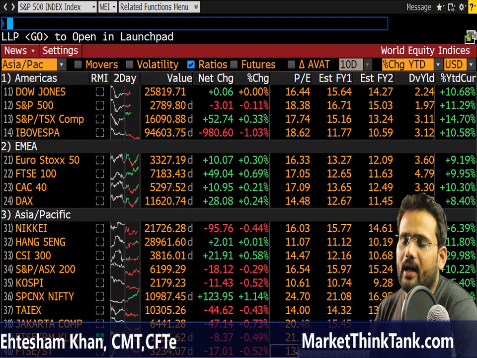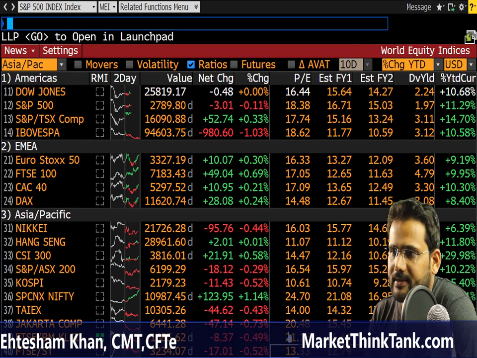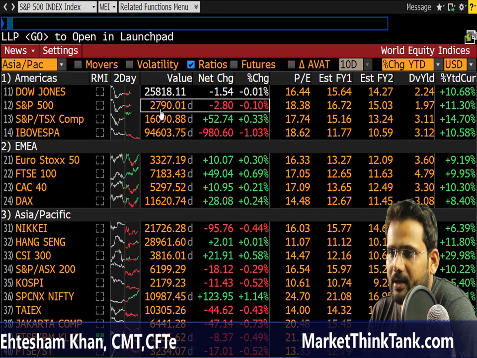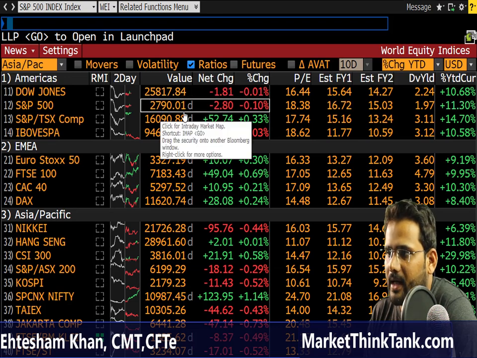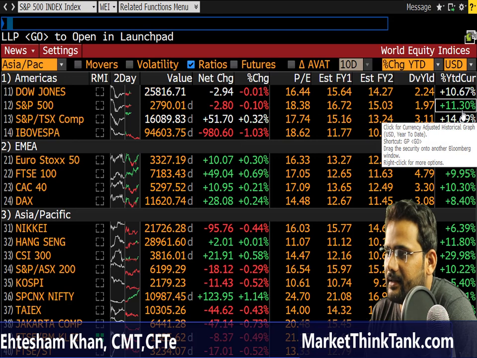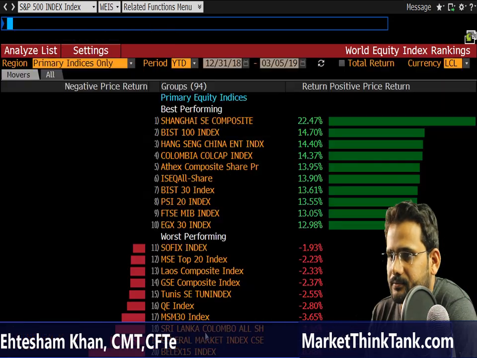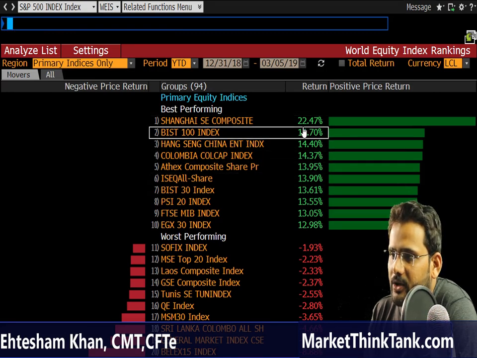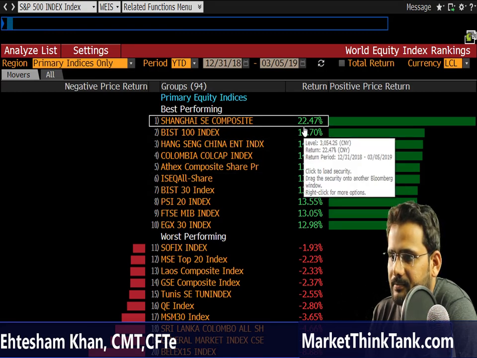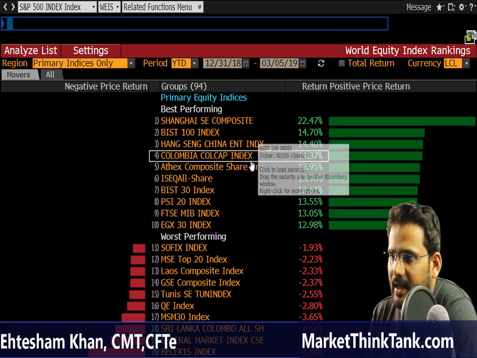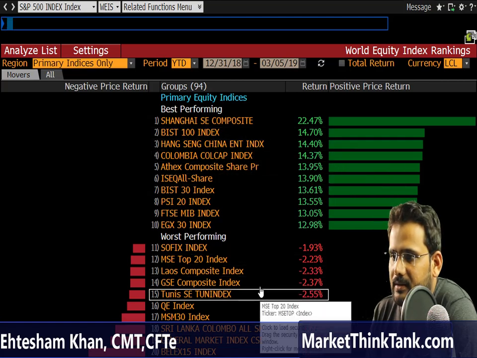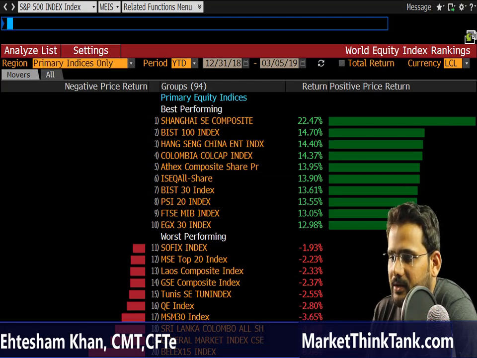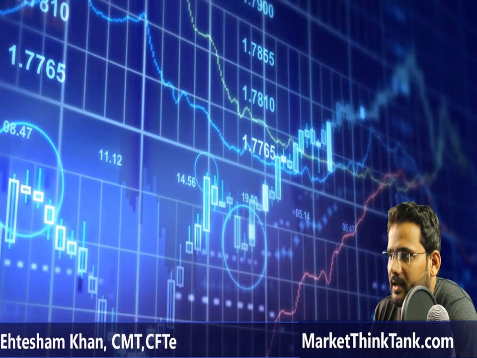So let's get started and have a look at what is happening in world equity indices. Dow Jones is slightly negative now. S&P trading at 2790 right now. Year-to-date return is more than 11%. Shanghai SE Composite is more than 22% positive year-to-date. Very good performance in Shanghai SE Composite. So pretty much positive in these regions, and let's get into the technical charts now.